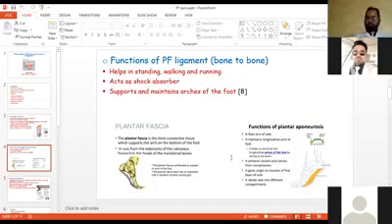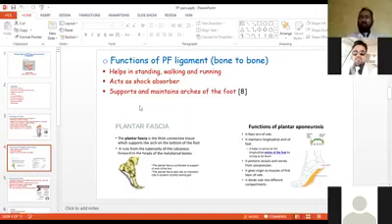Then we will move to the functions of the plantar fascia ligament. A ligament is the connective tissue that joins or connects bone to bone. So the plantar fascia is the ligament that connects the heel bone to the proximal bases of the phalanges. The main function of the plantar fascia is that it helps to maintain the medial longitudinal arch of the foot. And these arches are helpful in standing, walking, and running.